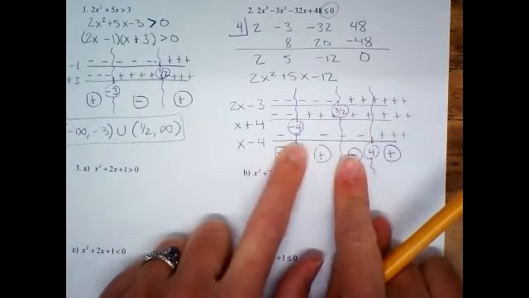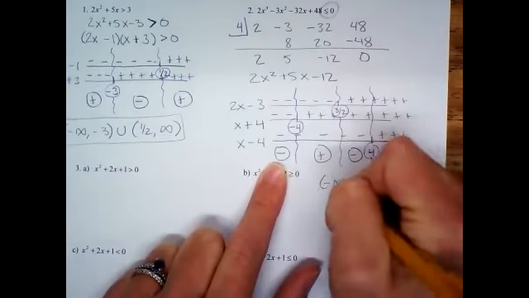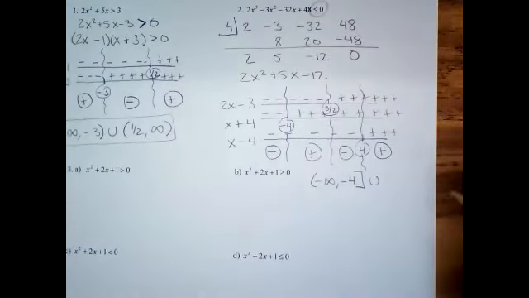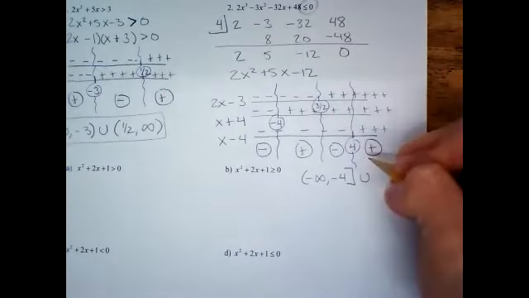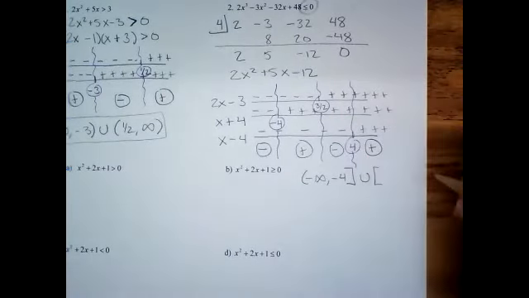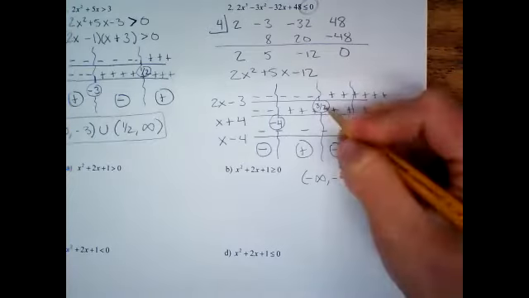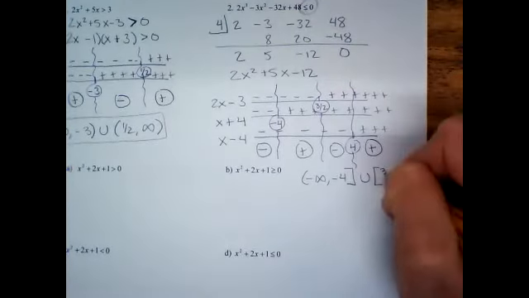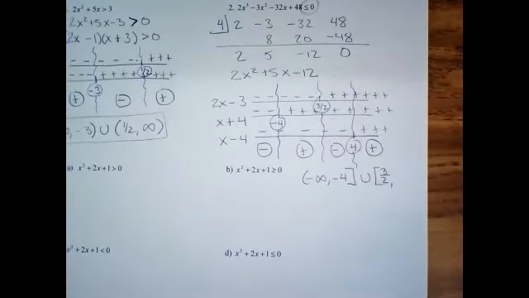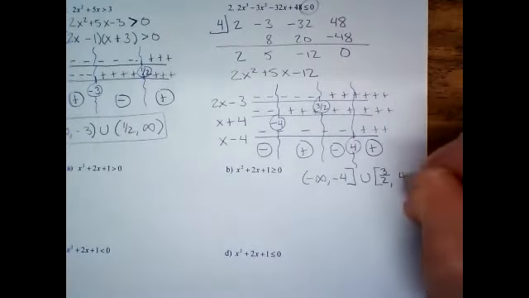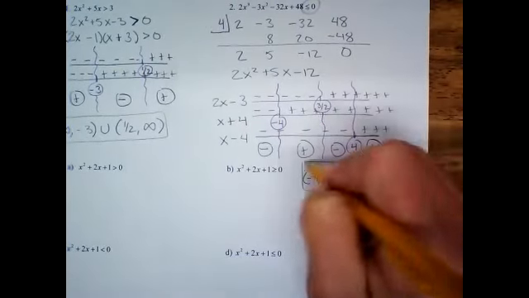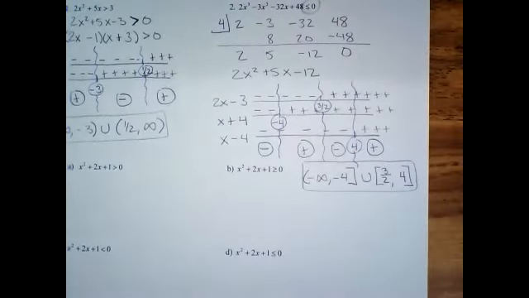So we want negative infinity to negative 4, union, and then what would the other one be? From where to where? Yeah, however you want it, 1.5. I'm going to go with the fraction 3/2, but yeah, that number until 4. And brackets, because it was an equal to. Except for the negative infinity, you can't bracket infinity or negative infinity.